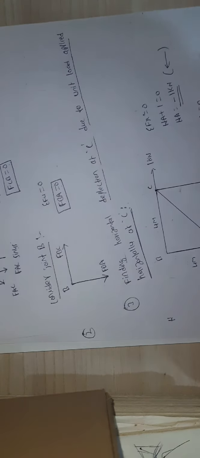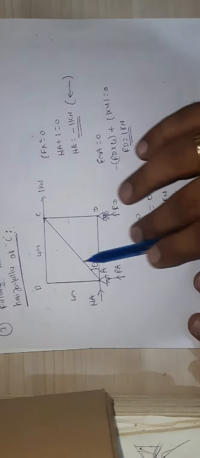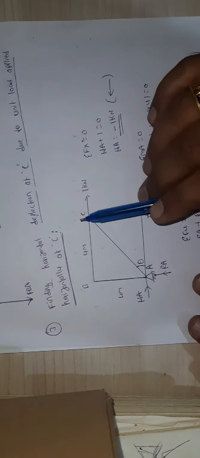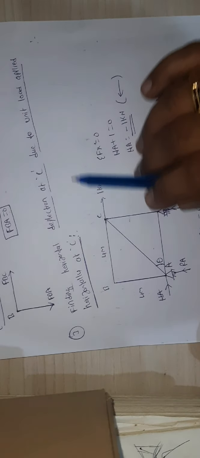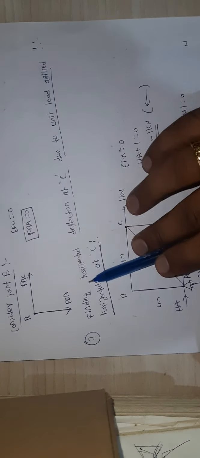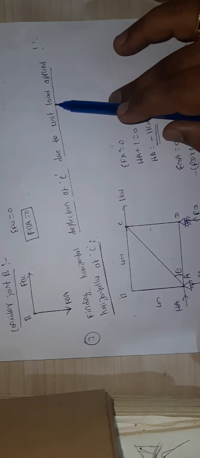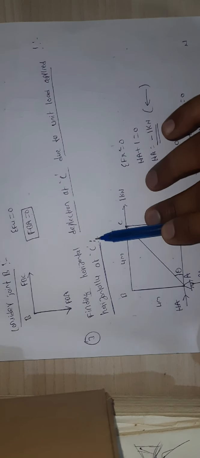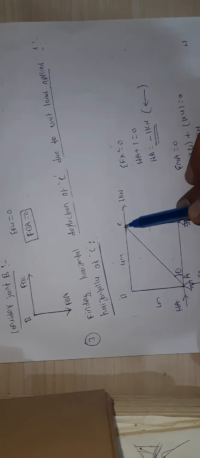Then I am also finding here, for the given problem, we can also check. They also ask what is the horizontal deflection at point C. Then what you have to do is remove all the loadings in the truss and apply 1 kilonewton horizontally at point C. The same wording is given, you can check here. Finding horizontal deflection at C due to the unit load applied horizontally at C.